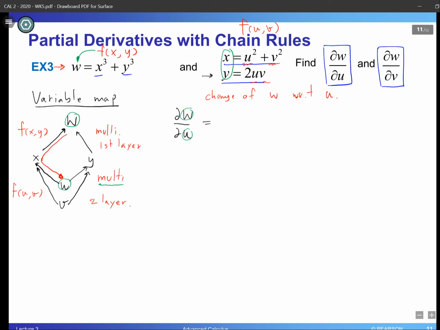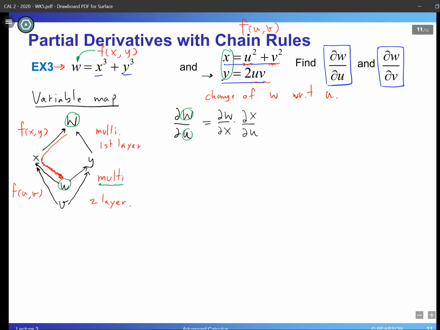Work on this expression. w to x, change of w with respect to x. I am working with multivariable, so I have to apply partial derivative. Partial w by partial x. And then the next term is dx by du. And once again, I am working with multivariable, so the next term has to be partial derivative of x with respect to u.